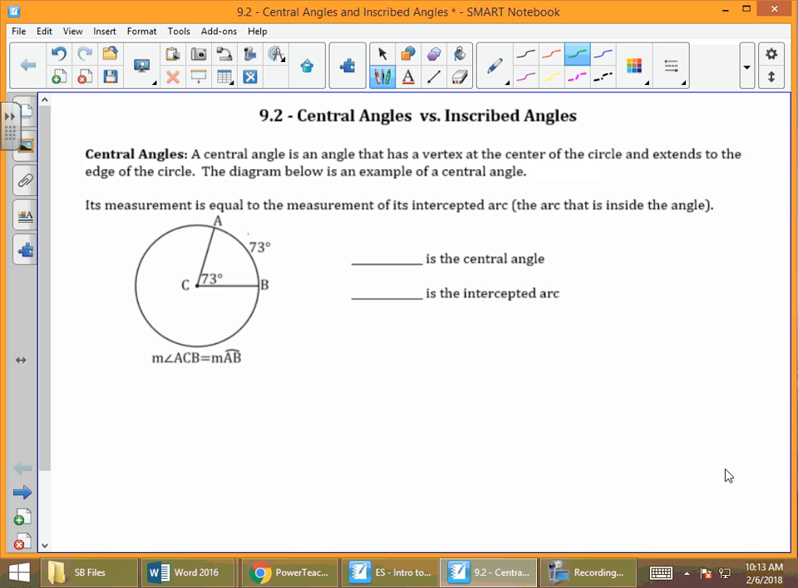And an intersected arc is just the arc that's in between the mouth of the angle. So we look at this diagram. This angle right here, angle ACB, that's my central angle. The vertex is in the middle. It's on the center of the circle. Okay?